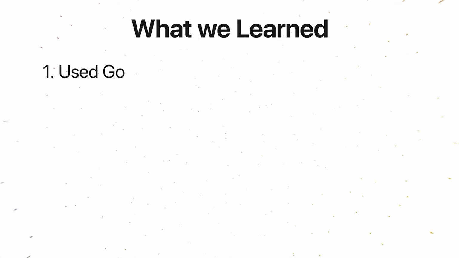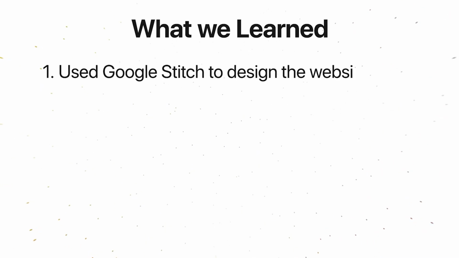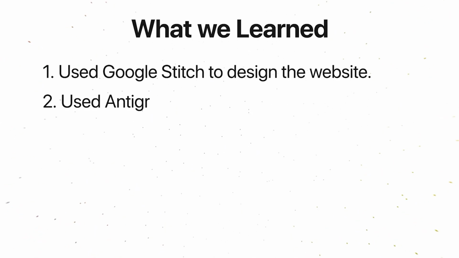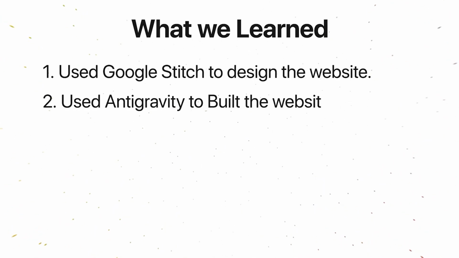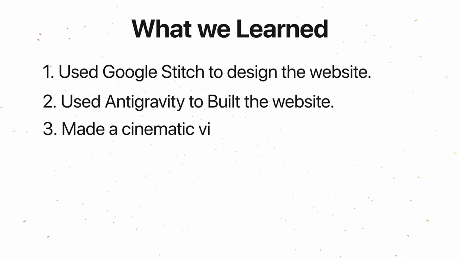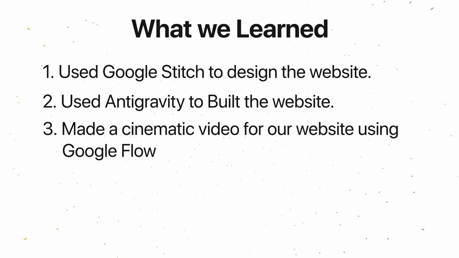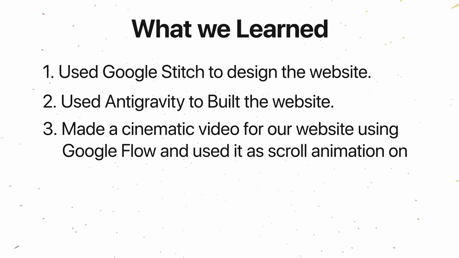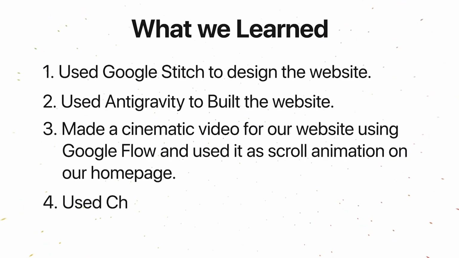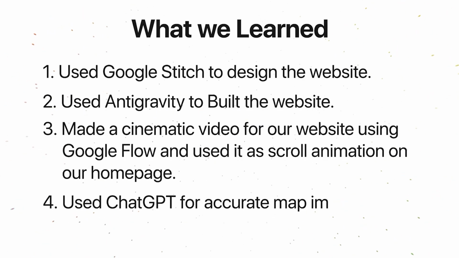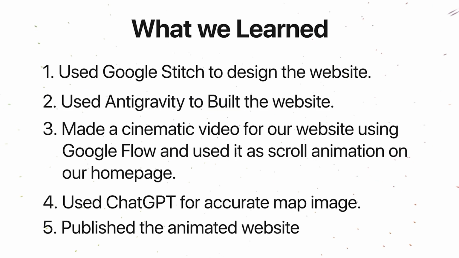Let me quickly recap what we actually did here. We started with Google Stitch to get a visual idea of how the website should look. Then we jumped into Google Antigravity and built the entire website using plain English. Then used Google Flow to create a cinematic trophy video and used those frames to build a scroll animation on the homepage. We used ChatGPT for the map and dropped it into the website. And finally, deployed everything live on Netlify for free.